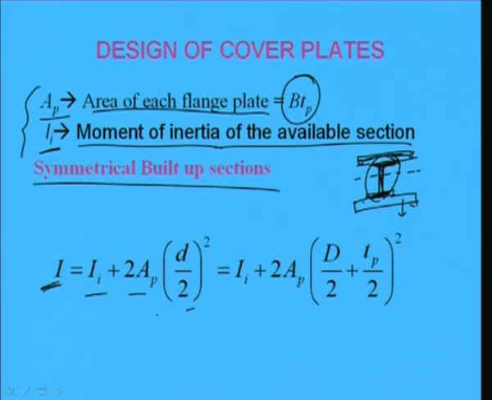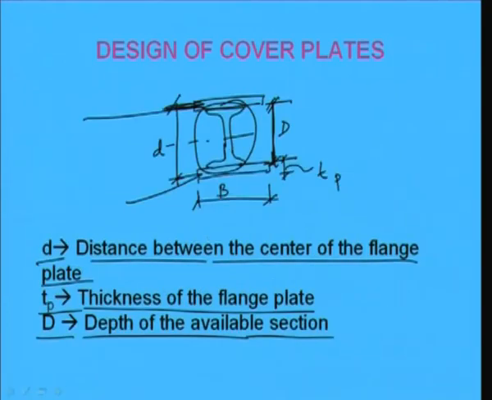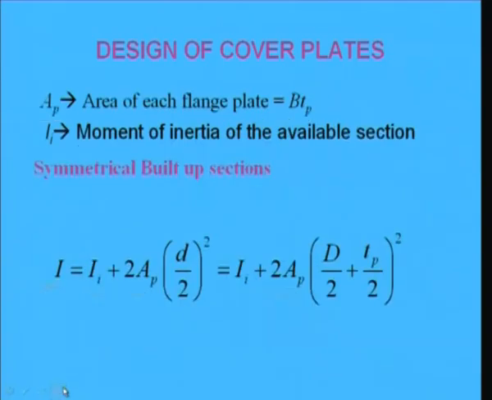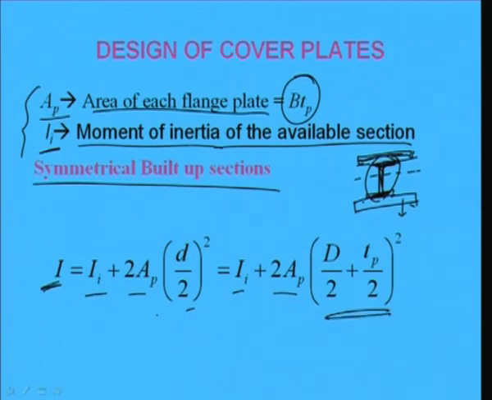So, we can rewrite this as I_I plus 2 A_P into (D/2 plus T_P/2), where capital D is the total depth. So, this will become D/2 and this will become T_P/2, and this total is basically d/2. So, d/2 is nothing but D/2 plus T_P/2. So, A_P r square means 2 A_P into this square.